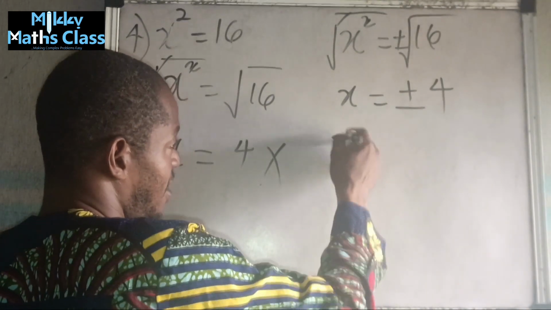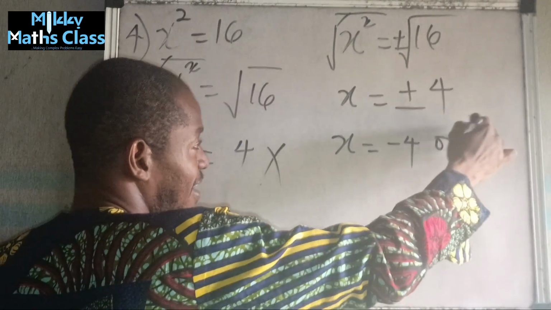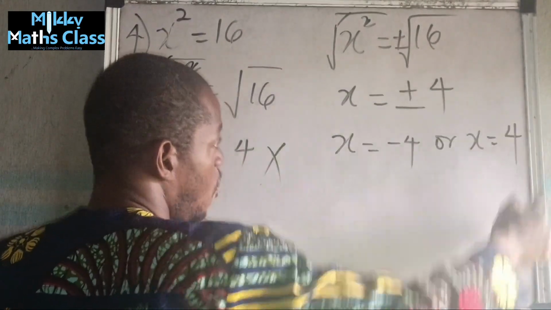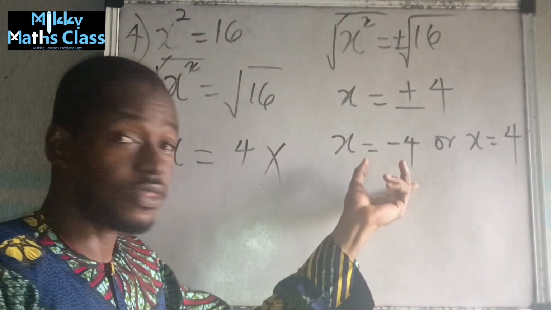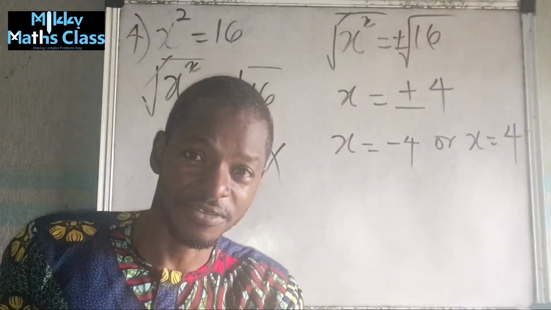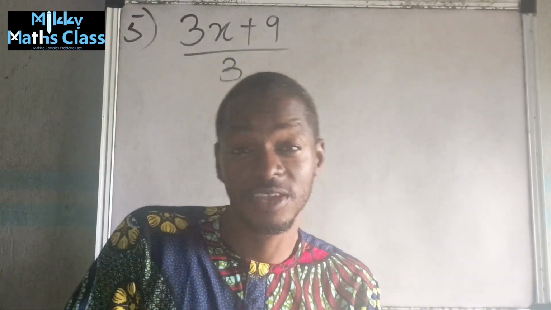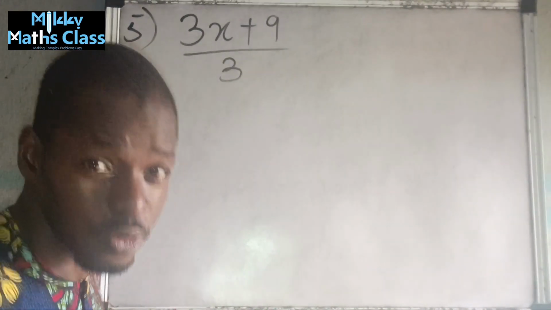Now, here our x is negative 4, or our x is 4, because negative 4 times negative 4 will give us 16. I hope you have learned not to make this mistake anymore. All right, let's look at mistake number 5. Don't fall into this trap.